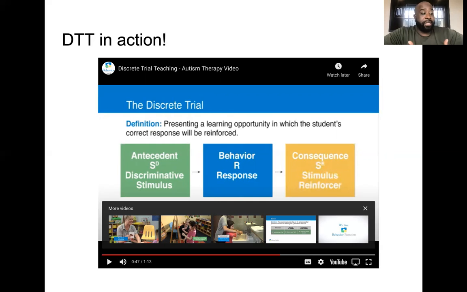So an antecedent is, in DTT, the antecedent is presenting the learning trial to the student. In the behavior response part, the student's performance of the skill will be taught in that step. And then for C, in consequences, the teacher's response to the student's performance will be for that trial. So that will begin where we will take the data. So I'll play this and we can continue learning.